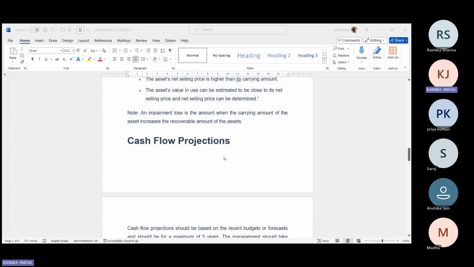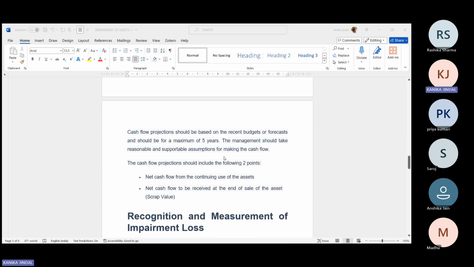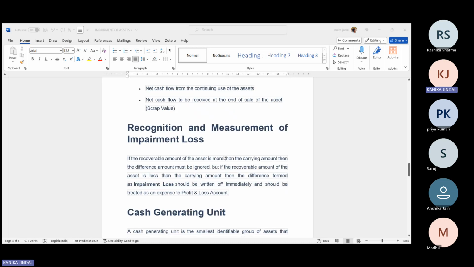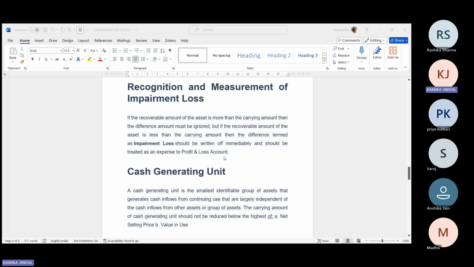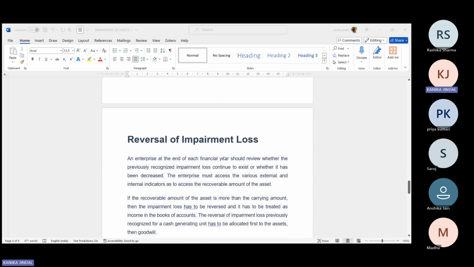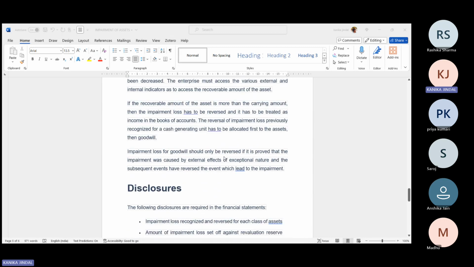Then we studied cash flow projections. Then we studied recognition and measurement of impairment loss. How do we recognize and measure the impairment loss? Then we studied cash generating units, and then the reversal of impairment loss, and lastly, the disclosures. So it is a very detailed explanation of impairment of assets. I don't think you need any more information after this.